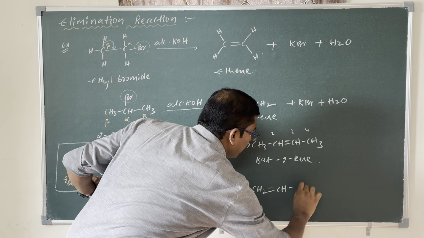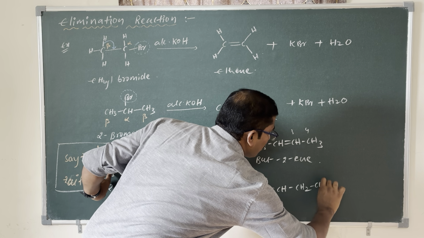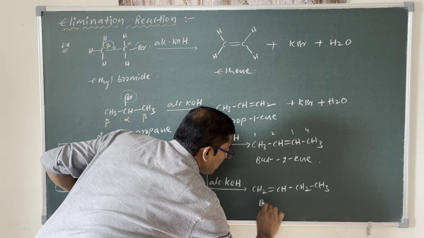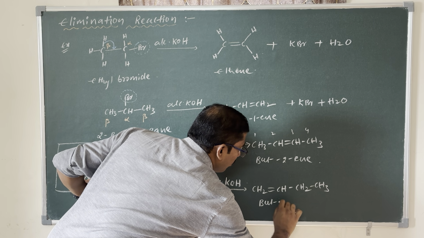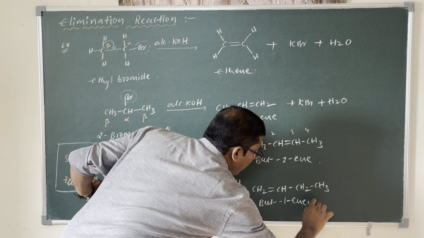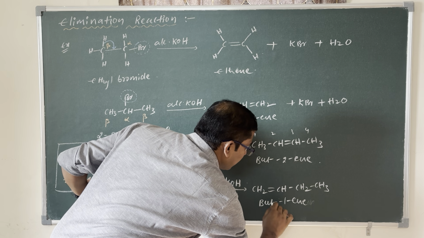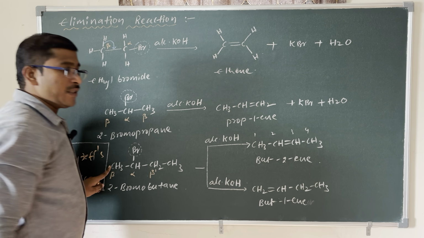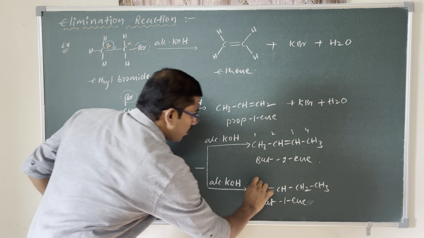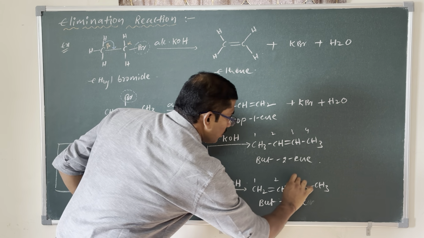CH2 double bond CH, now CH2 CH3. The name of this compound is but-1-ene. Okay, so like that. See, now this is number 1, 2, 3, 4. The first position double bond is there, so but-1-ene, like that.